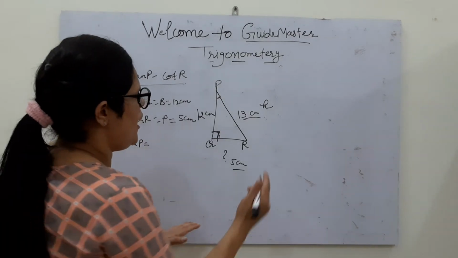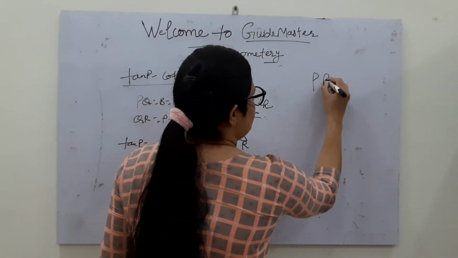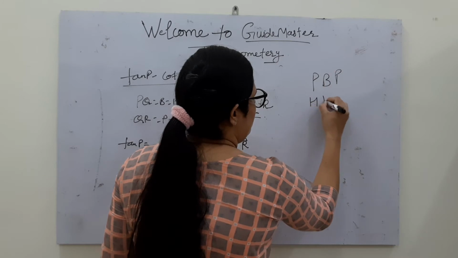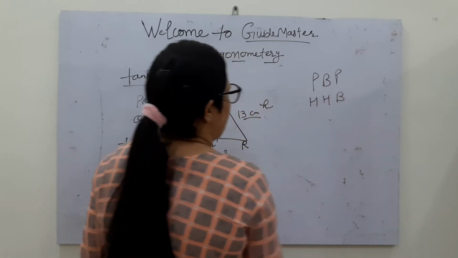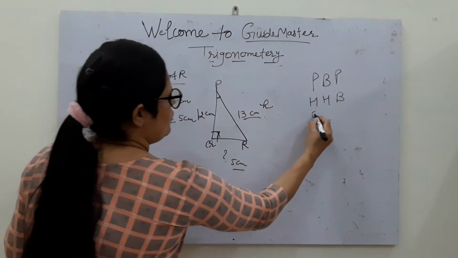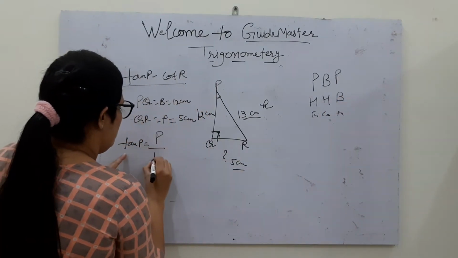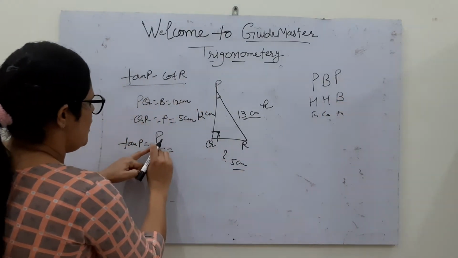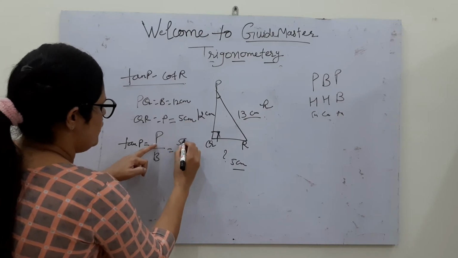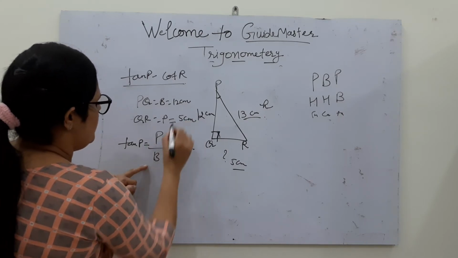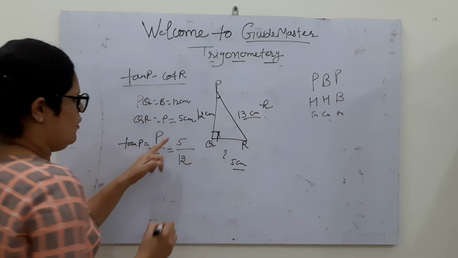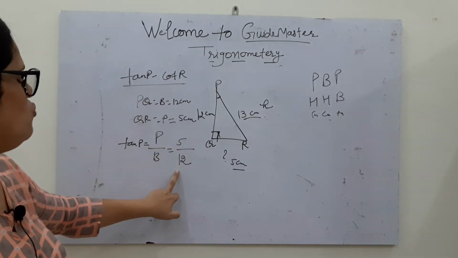So tan P, again we have to remember that code, Pandit Badri Prasad Har Bole. This is sine, this is cos, and this is tan, P upon B. P is 5 centimeter and base is 12, that is 5 upon 12.